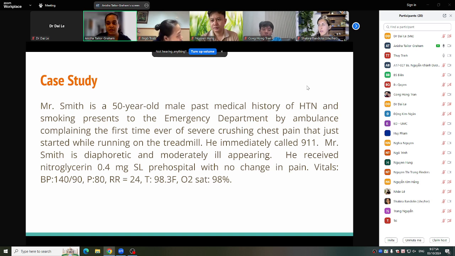His vital signs from the ambulance before he got here were blood pressure of 140/90, pulse of 80, respiratory rate of 24, temperature of 98.3, and an oxygen saturation of 98%.